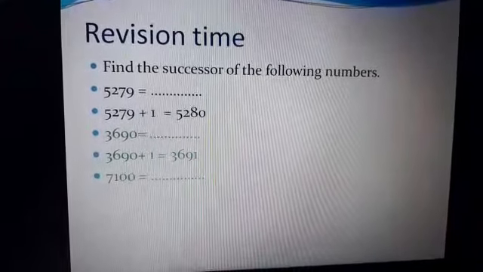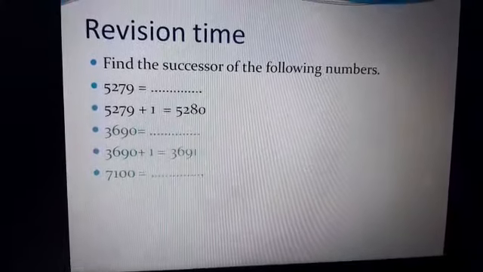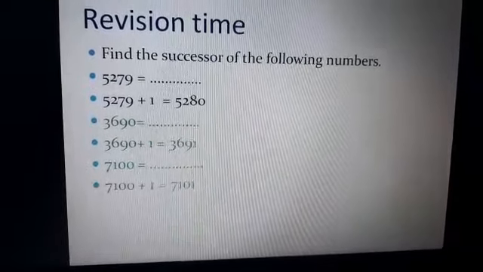That means I am asking you the immediate number which comes after 7100. Which is that number? We just need to add 1 to it. So what we will get? That is 7101.